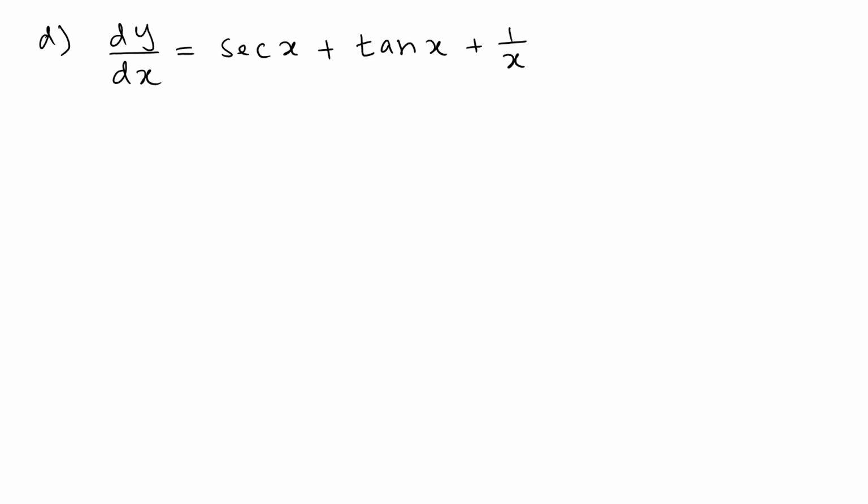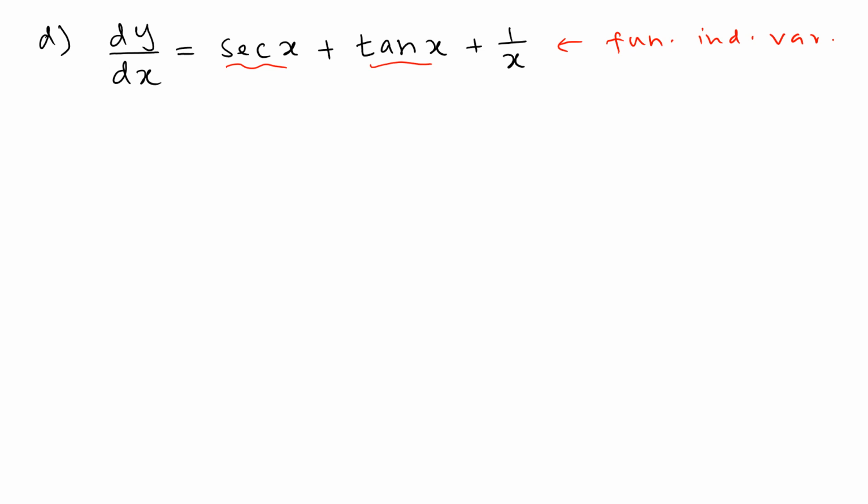As the next one, we have dy over dx equals secant x plus tan x plus 1 over x. And clearly the right side is a function of the independent variable. But here you may see some unfamiliar functions, and you can find these functions in the table, and this is also something you learn in Calc 2.